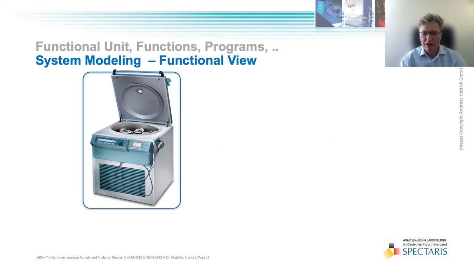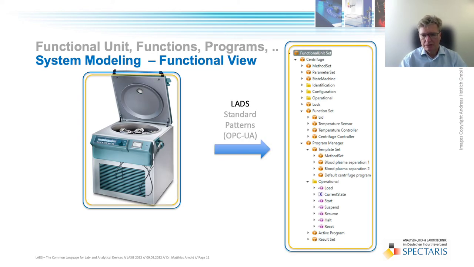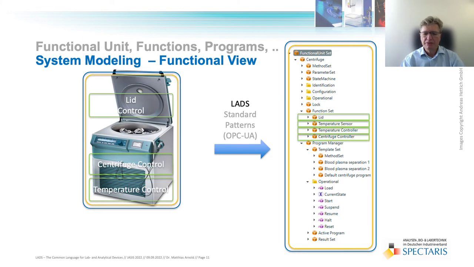Let's continue with the functional aspects of controlling and operating the centrifuge. The functional unit, the yellow box, provides the functional view of the instrument. A device could expose more than one functional unit at a time. For example, consider a parallel bioreactor system, where each individual bioreactor is modeled as a single functional unit, but all of them belong to the same device. However, in the case of our centrifuge example, we deal with only one functional unit. Specific functions are organized in the function set, the green box.